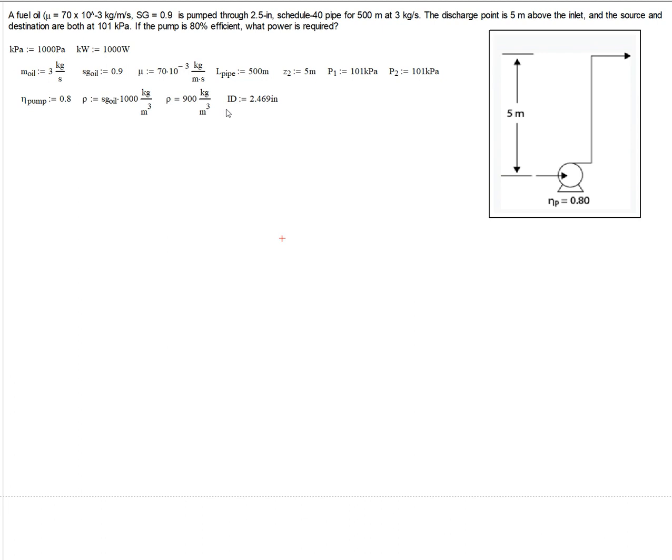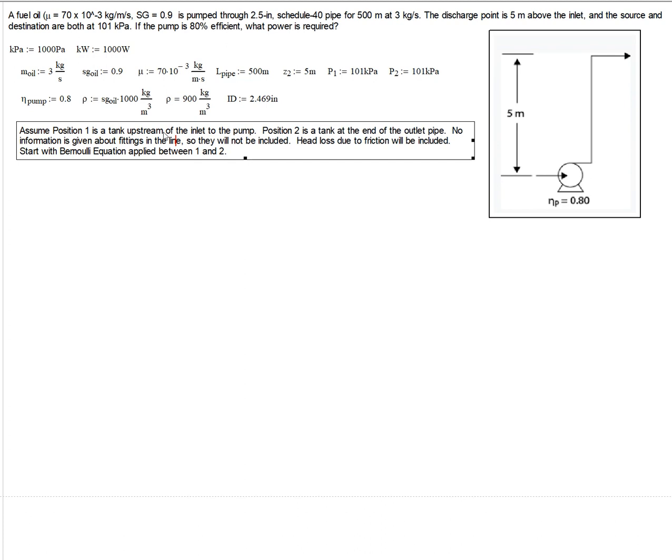And so we have our little schematic here. There's a 5-meter change in elevation. We are told that it is just the 2.5-inch Schedule 40 pipe, so assume it's the same diameter at both ends. 500 meters, we aren't told how much is on each side. We'll see in this case it doesn't matter because we're just going to calculate the total head losses due to that single length.